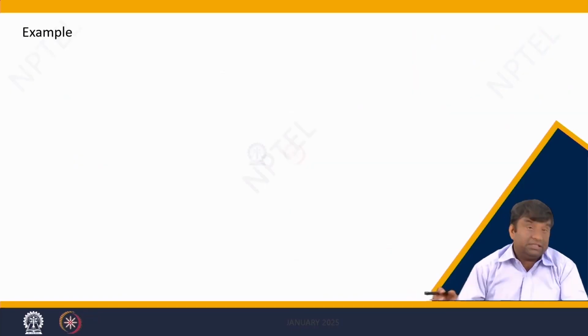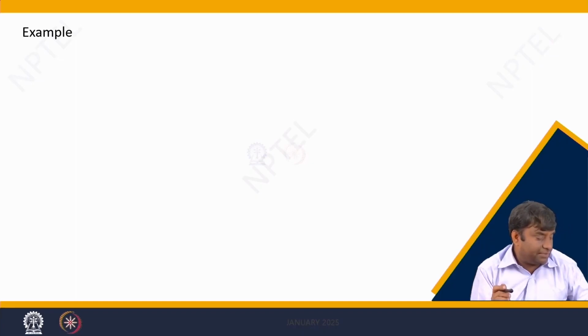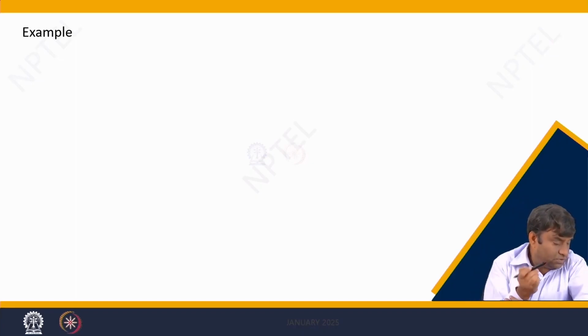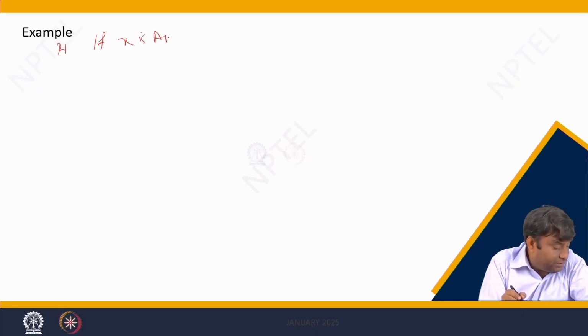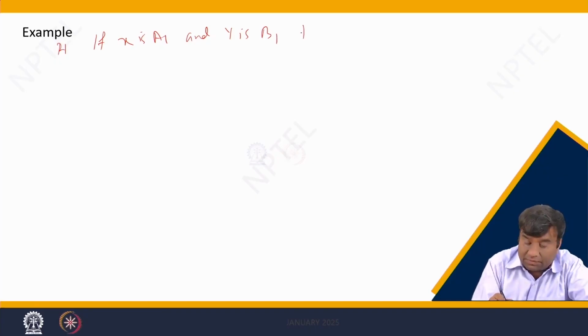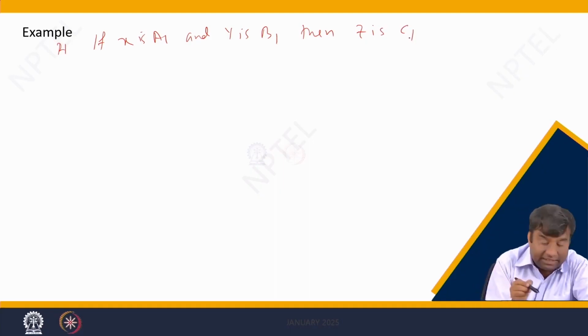So let's try to understand this with another example. We need to apply three rules. Rule R1 is: if x is A1 and y is B1, then z is C1. Here the set is like that. Suppose this is the fuzzy set.